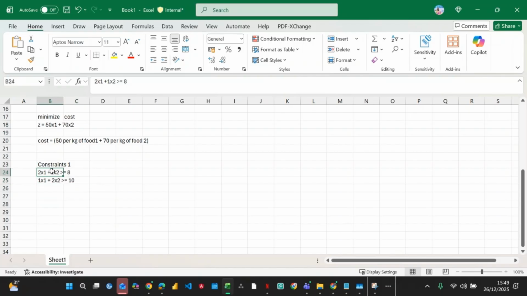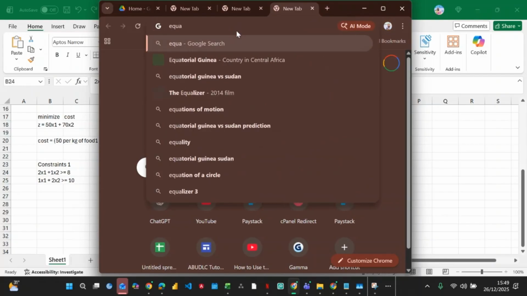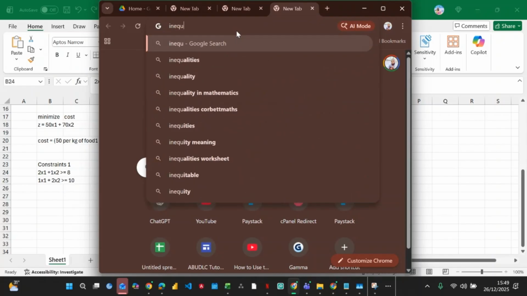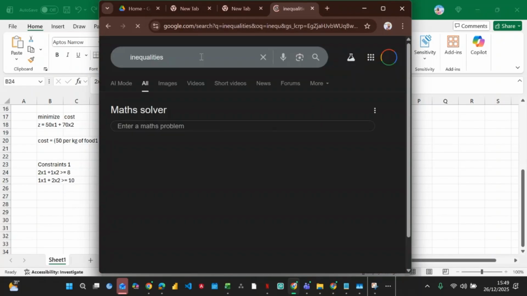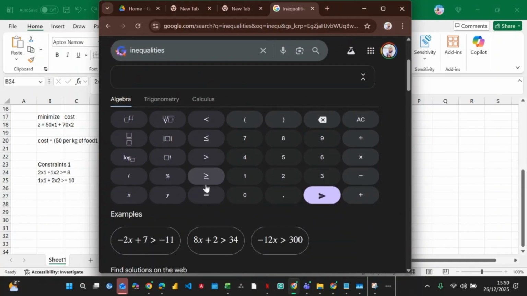So all we need to do here now, right? The constraint here is an inequality. If I'm writing with paper and pen, I write 2x1 plus 1x2 is greater than or equal to 8. Now what that means is I'm talking about the inequality sign, inequalities.